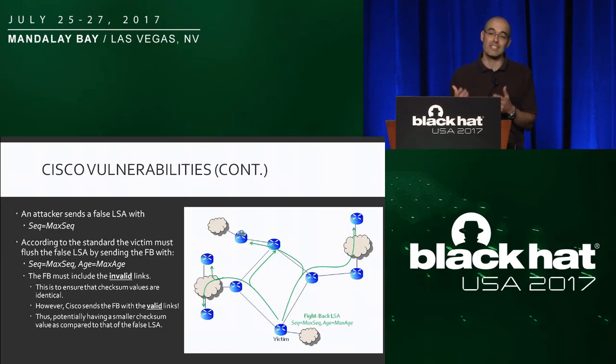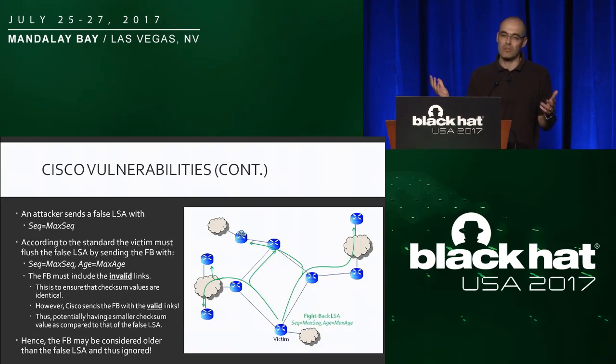Now in that case, this means that all the other routers in the network will consider the fightback message sent by the victim router as older than the false LSA, and they will all ignore this fightback message. They will simply keep the false LSA sent by the attacker, and in this way the attacker will be able to persistently poison the routing tables of all the routers in the network. All the routers will simply hang on to the false LSA.